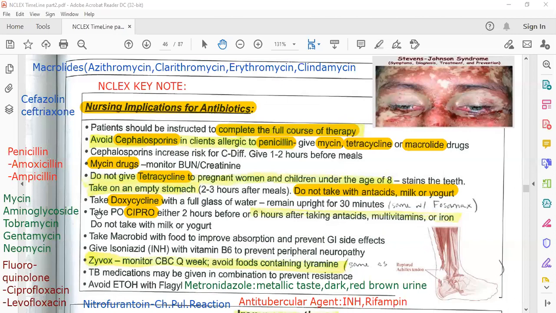What next? Ciprofloxacin, right? Ciprofloxacin is actually in the group of drugs we call fluoroquinolones. It includes ciprofloxacin, moxifloxacin, levofloxacin, or ofloxacin. A major side effect of ciprofloxacin, as you can see in the picture, is that it can cause tendonitis or tendon rupture.